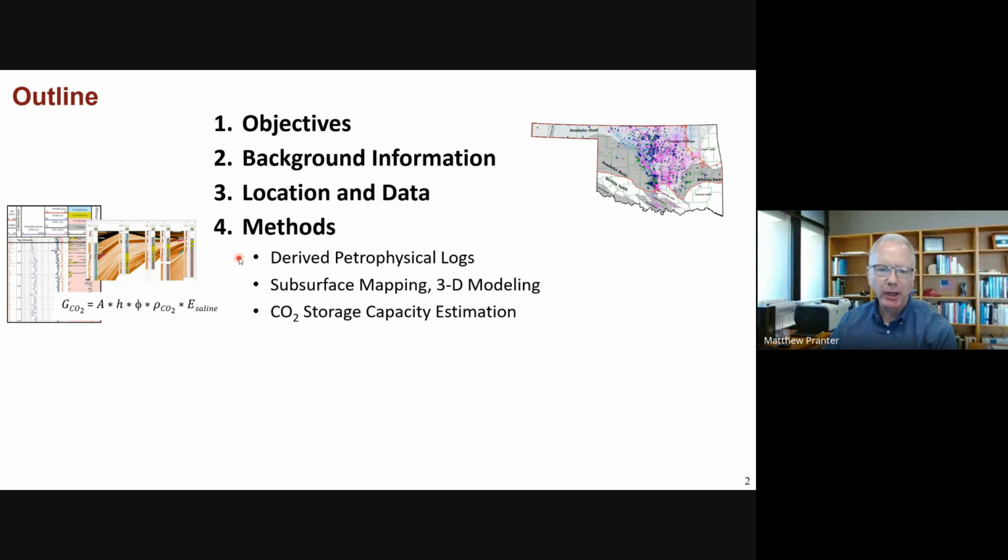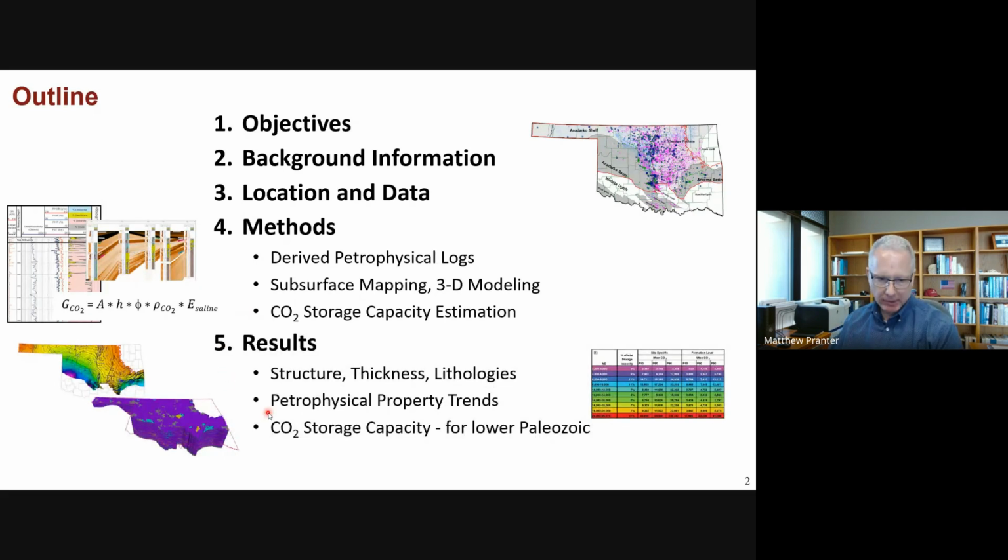I won't have time today to go through a lot of the details here, but we went through a 1D to 2D to 3D approach, where we've taken conventional well logs and derived different types of petrophysical logs from those to do subsurface correlations across the state, to generate subsurface maps and 3D subsurface geological models, and then use those models to calculate CO2 storage capacity. Next on the outline are the results, looking at the structure and stratigraphy, the thickness of these different formations. We're focusing on the lithological variability, petrophysical property trends, and then the actual CO2 storage capacity estimates for the lower Paleozoic, and then end with some conclusions.